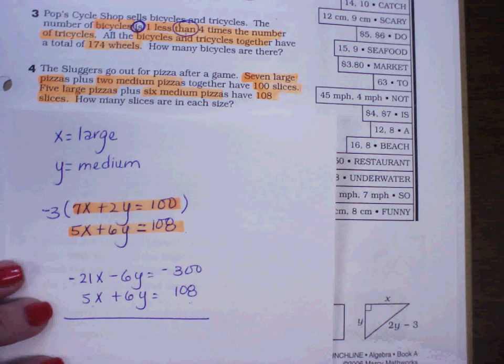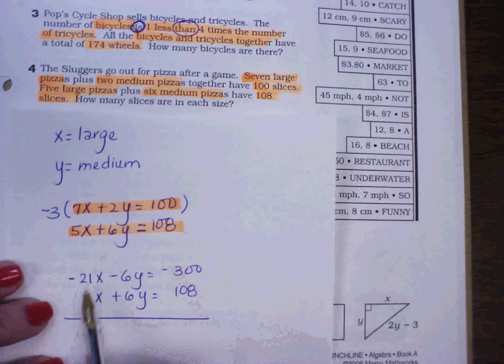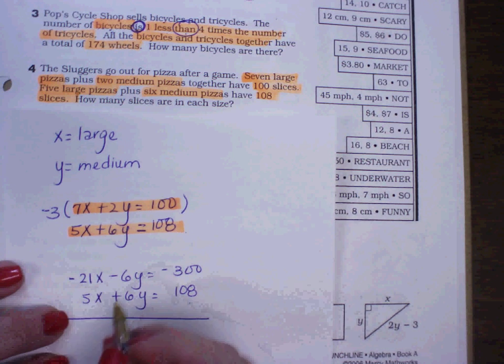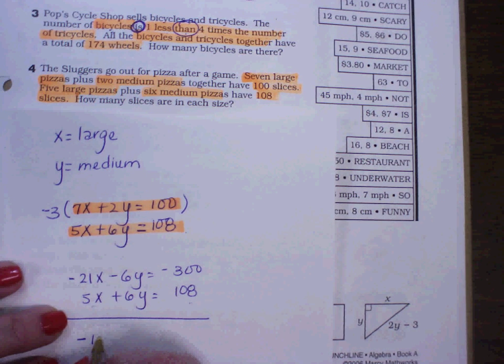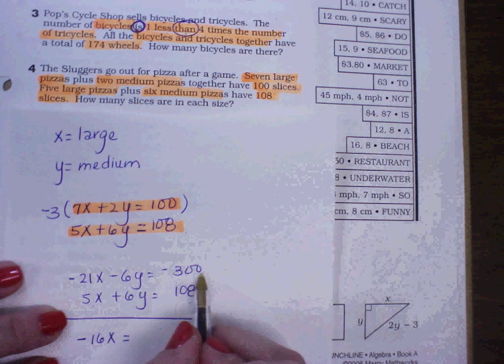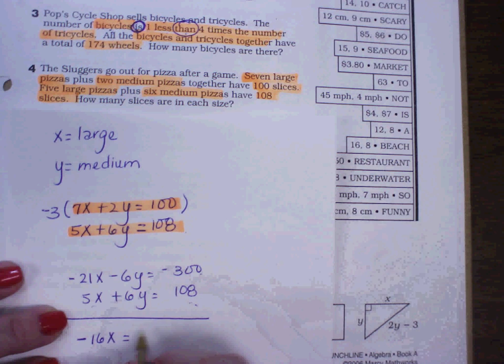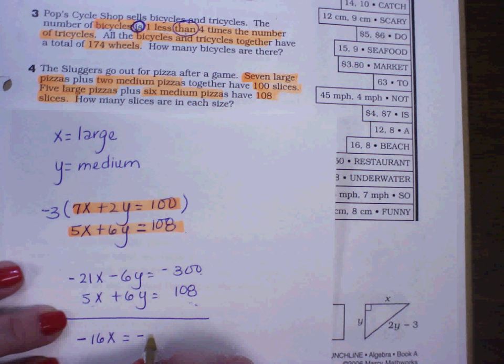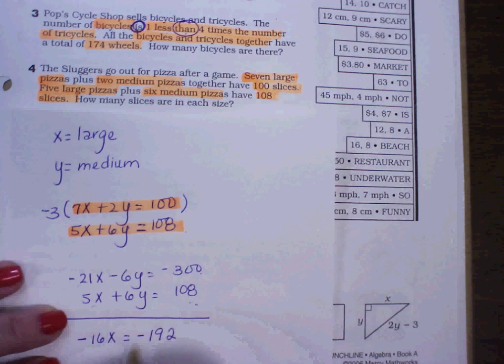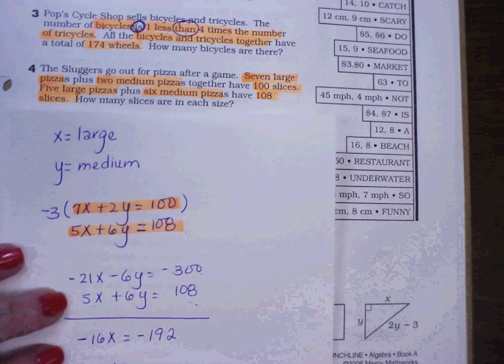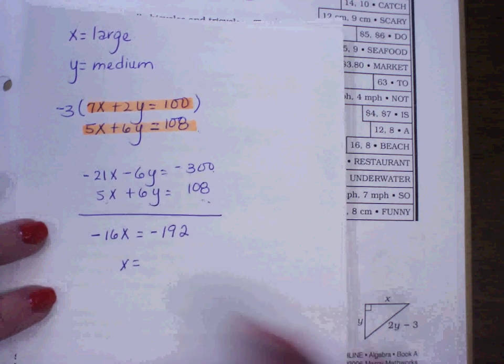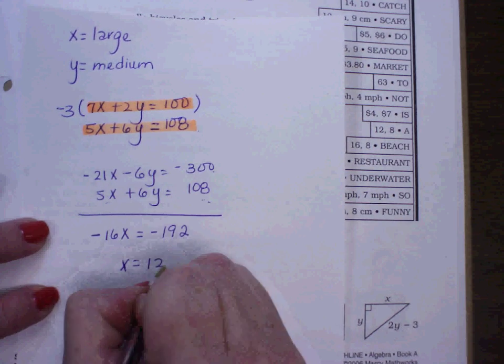-16. And what is -300 plus 108? Negative what? 192. And then I'm going to divide by -16. X equals 12. All right. So the large pizza has how many slices? 12 slices.